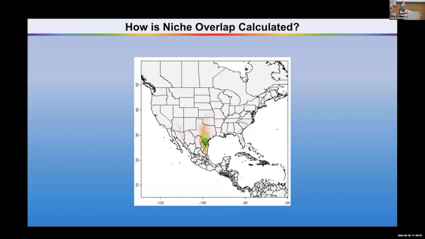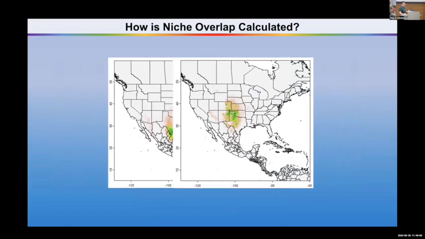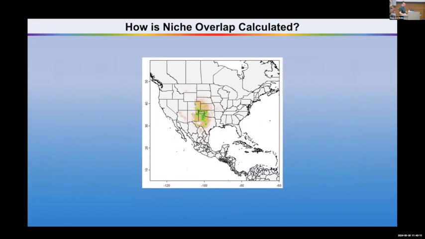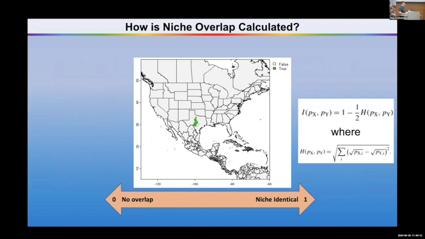So how is niche overlap calculated, just to clue everybody in? We start with an average species model. We pair that with another species average model, and we highlight areas that are shared between those two models for positive probability of occurrence. This is going to then be a proportion of that area, 0 being no overlap, 1 being the niches are identical based on those niche models.